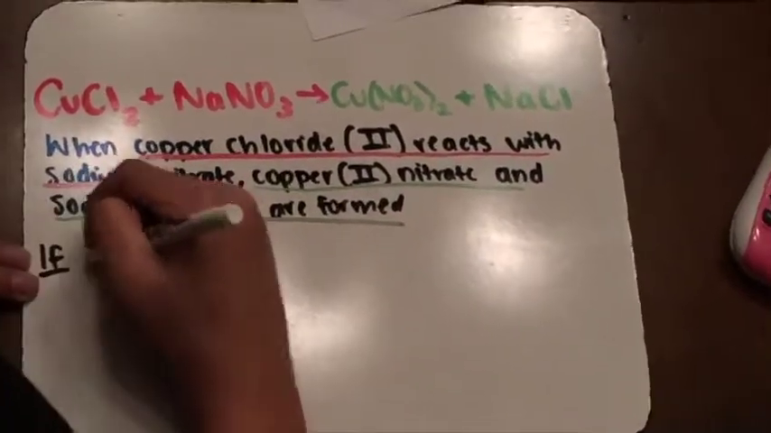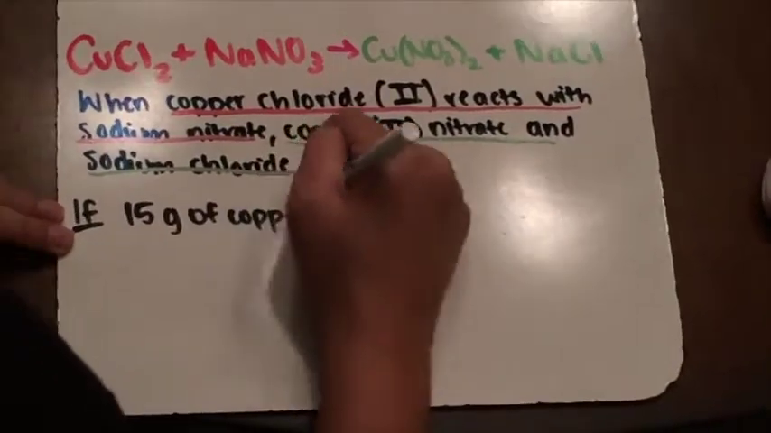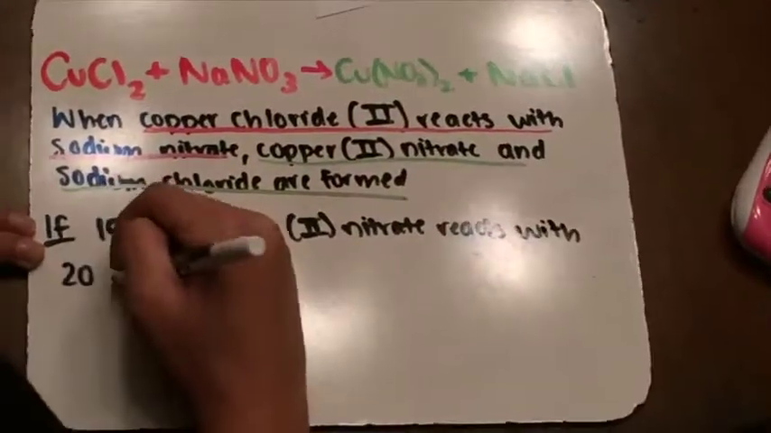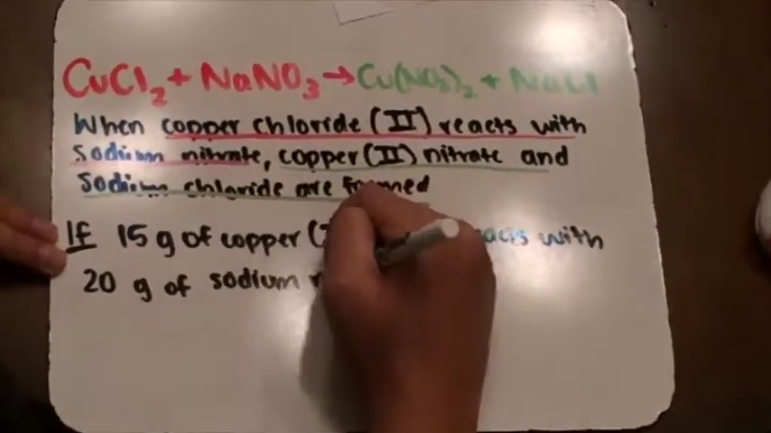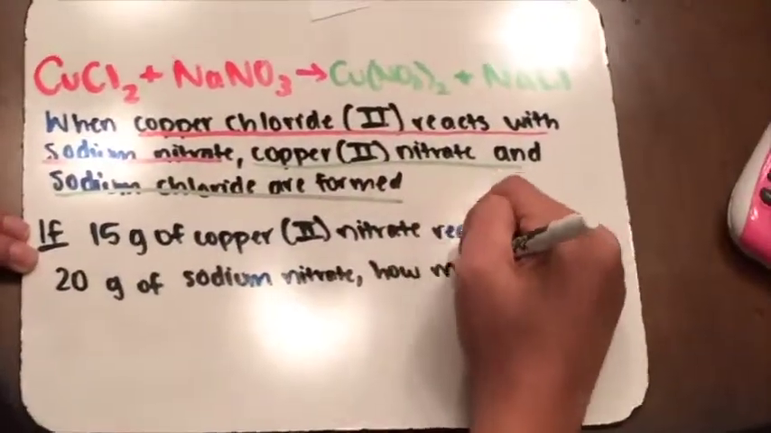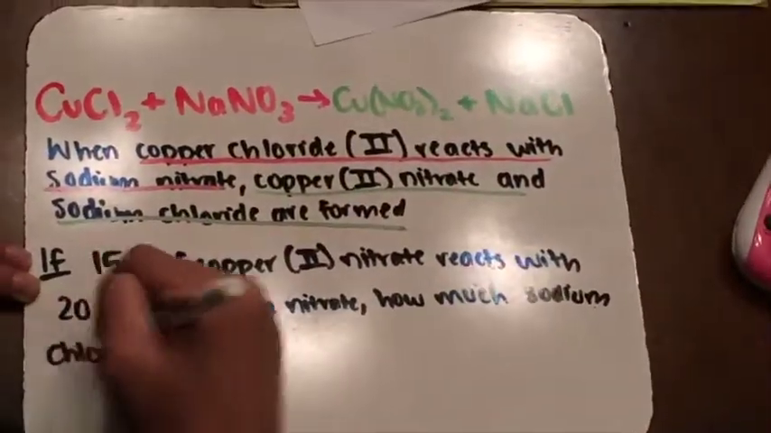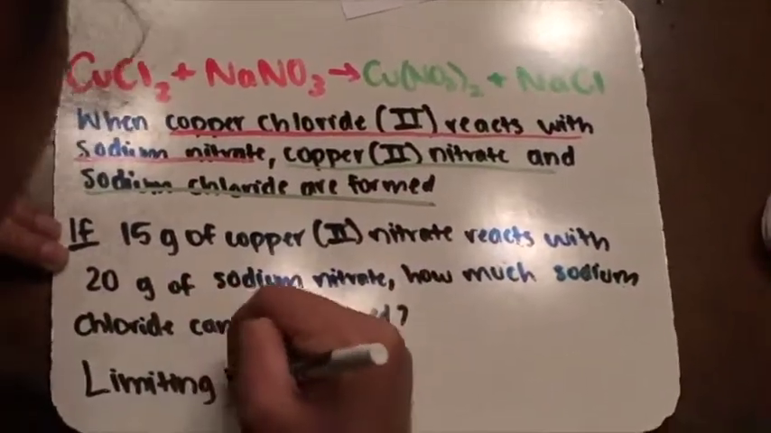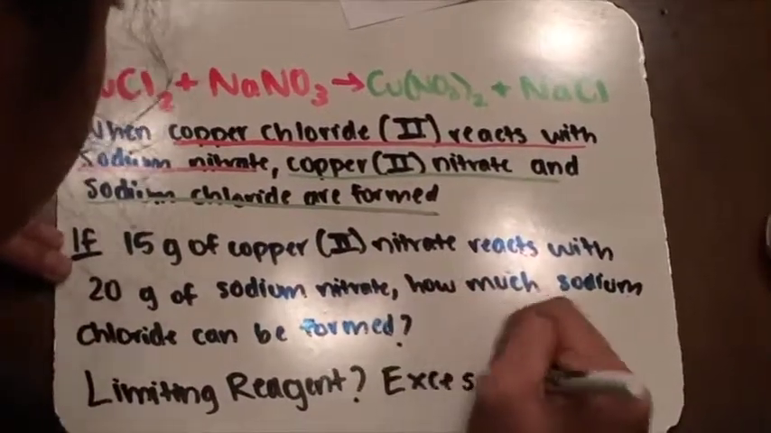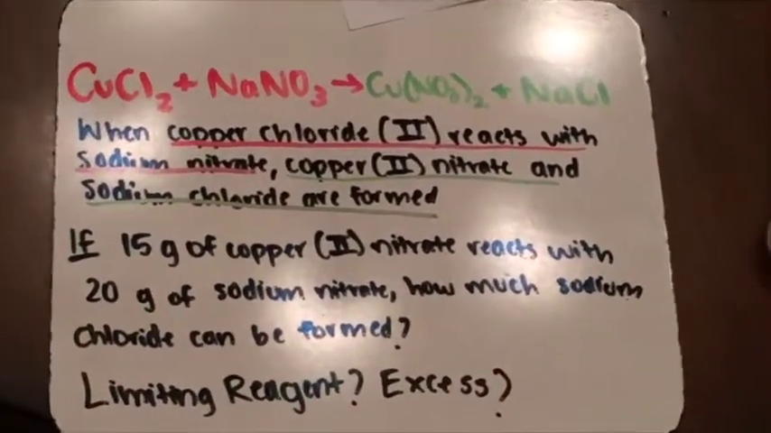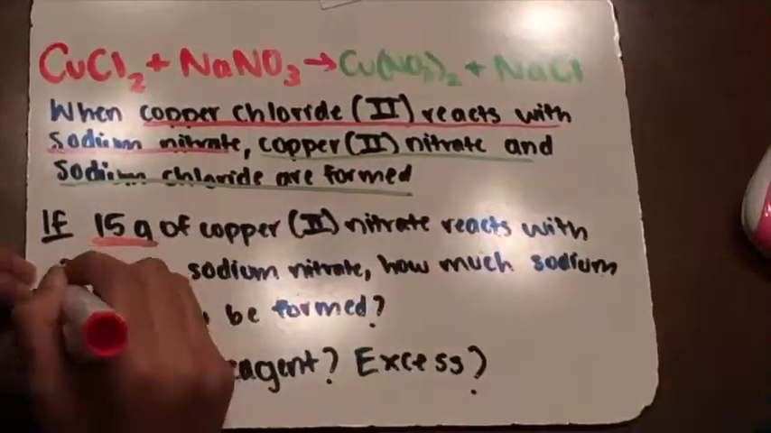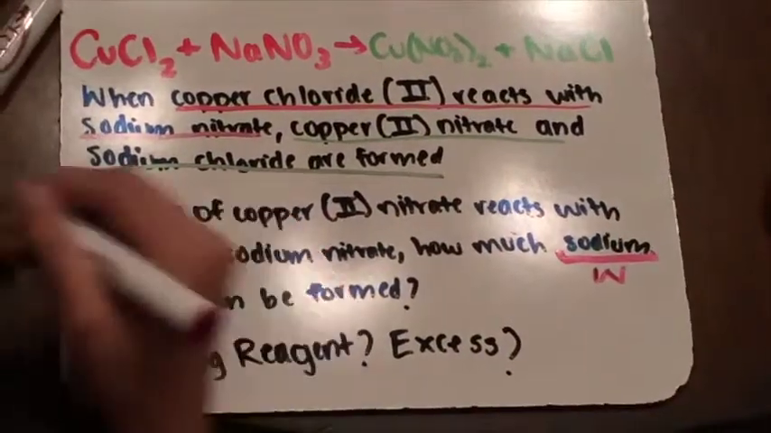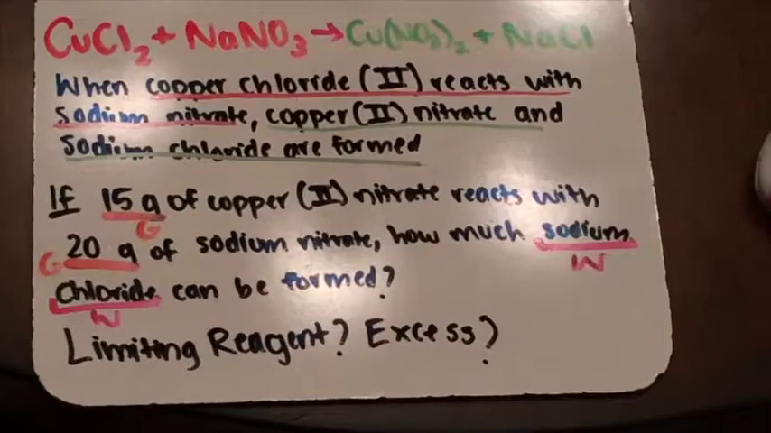So the question is asking if 15 grams of copper nitrate react with 20 grams of sodium nitrate, how much of the sodium chloride is going to be formed? And also we need to know the limiting reagent in this process and also what compound we have in excess. So we're basically working with 15 grams of the copper nitrate from the original equation, and then so our given is 15 and 20, and our wanted is sodium chloride.